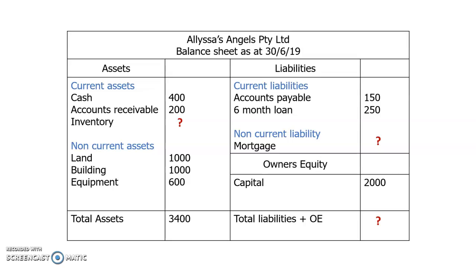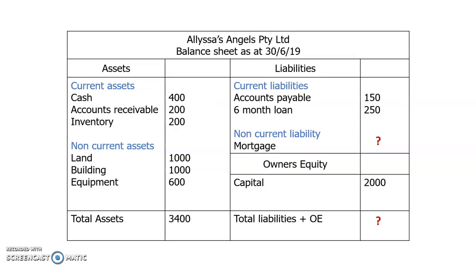Let's start off by looking at the missing value for inventory. We know that our total assets are 3,400. Out of that, 2,600 are our non-current assets. We know between cash and accounts receivable, we've already got 600 in our current assets. So to get to the 3,400 needed, we need to have another 200 in our inventory.